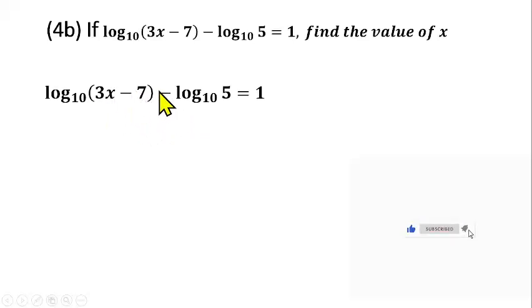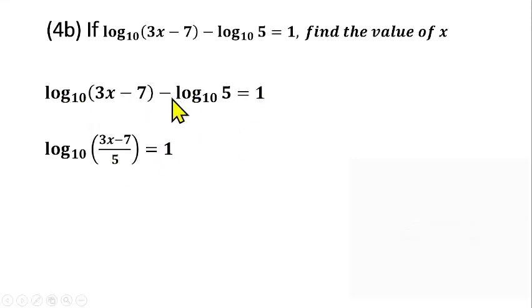So we know that this is having minus here, and we know that this will definitely change to division. So we know that log a minus log b will give us log a over b. So that means this will change to division. So technically you'll be having log of 3x minus 7 over 5 is equal to 1. So you should know that you have applied the laws of logarithm to this left hand side.